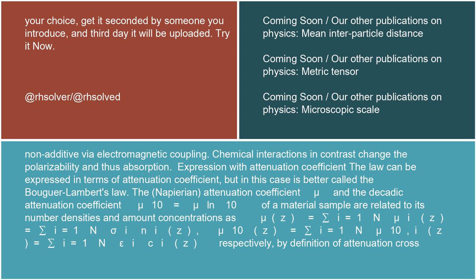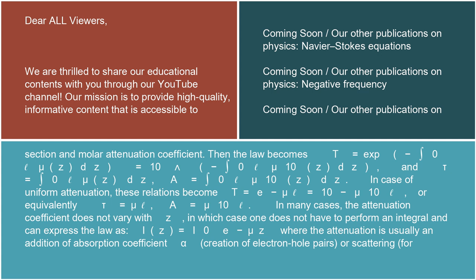Expression with attenuation coefficient. The law can be expressed in terms of attenuation coefficient, but in this case is better called the Bouguer-Lambert law. The Napierian attenuation coefficient μ and the decadic attenuation coefficient μ10 = μ / ln 10 of a material sample are related to its number densities and amount concentrations as μ(z) = Σ_{i=1}^N μ_i(z) = Σ_{i=1}^N σ_i n_i(z), μ10(z) = Σ_{i=1}^N μ10,i(z) = Σ_{i=1}^N ε_i c_i(z), respectively, by definition of attenuation cross-section and molar attenuation coefficient.